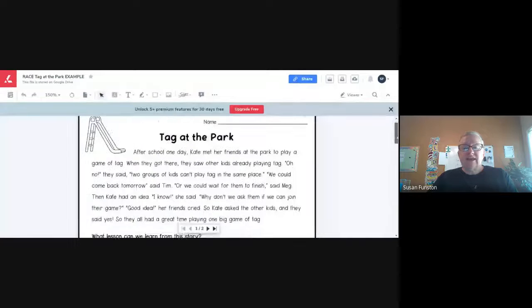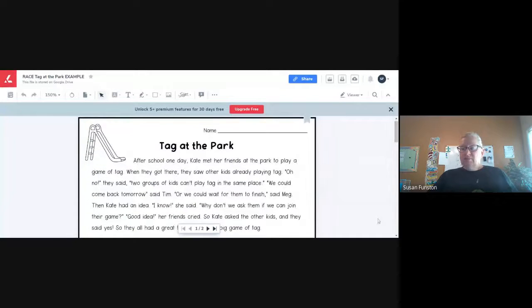So that means it will be proving that your answer is correct by showing where it came from in the story. So we're still going to restate our question, we're still going to answer our question, and then we're going to cite our evidence to show where that answer came from in the story. So let me present the example to you. Our example for today is called Tag at the Park. And let's read it together.